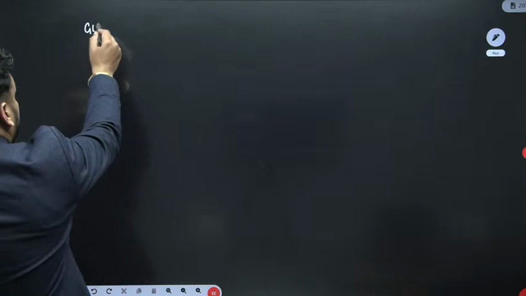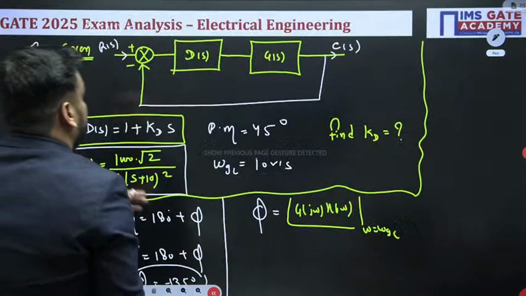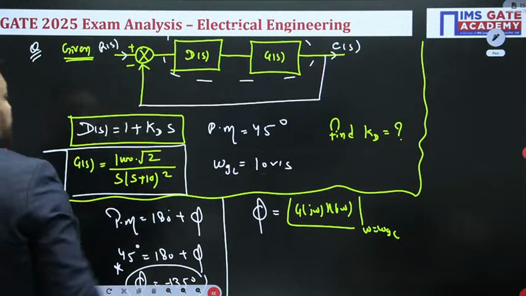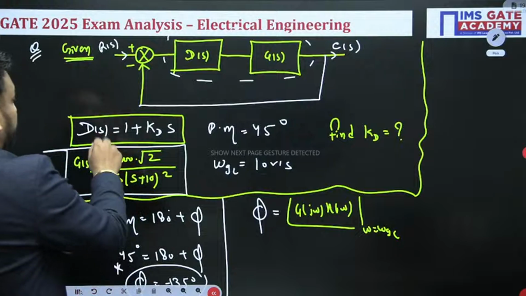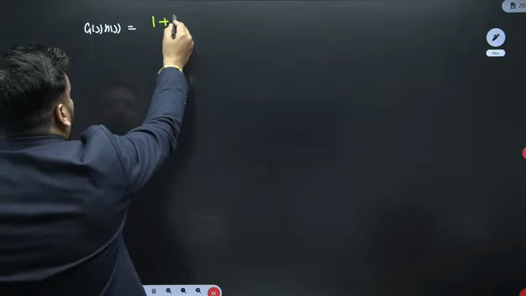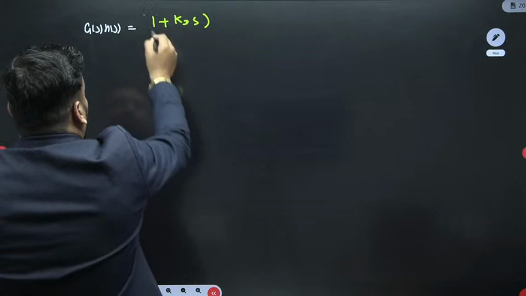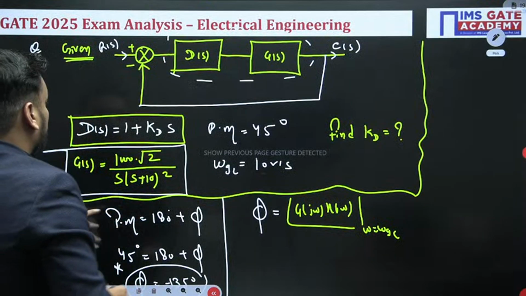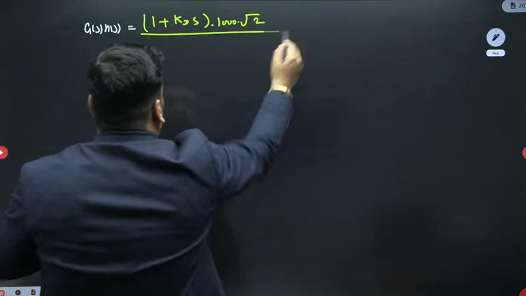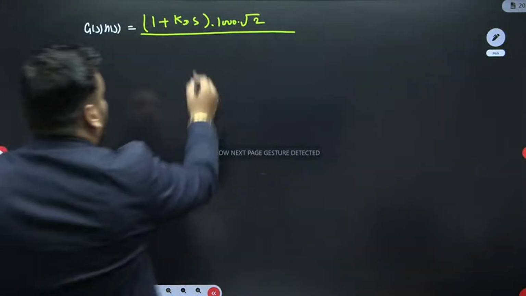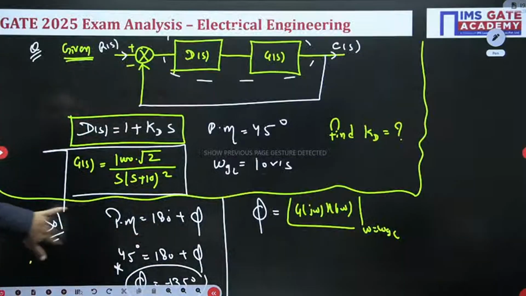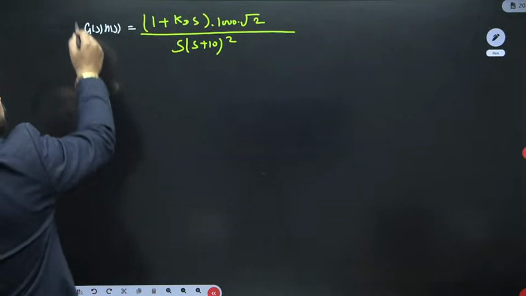Before that I should write G(s) H(s). G(s) means this is the entire G(s), and D(s) as it is, so I should multiply these two. If I multiply, I get 1 plus KDs. So I should write here 1 plus KDs dot 1000 root 2 upon s dot (s plus 10k) whole square. Yes. Now students, this is G(s) H(s).